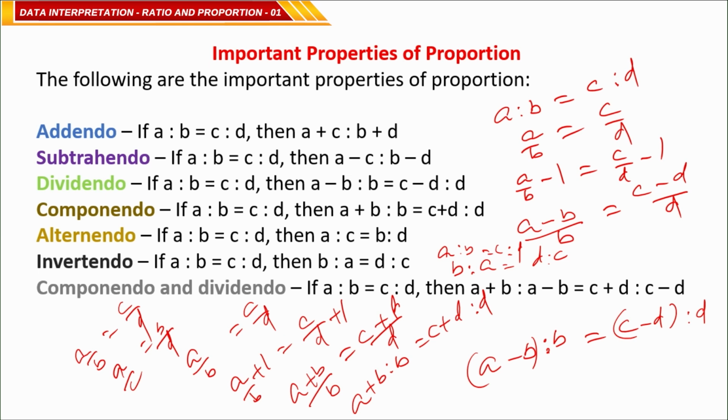Alternando means simply A is to B equal to C is to D, then A is to C is equal to B is to D. Invertendo: A is to B is equal to C is to D, then B is to A equal to D is to C. Componendo and dividendo means when A is to B is equal to C is to D, then A plus B is to A minus B is equal to C plus D is to C minus D. These are the different properties of proportions.